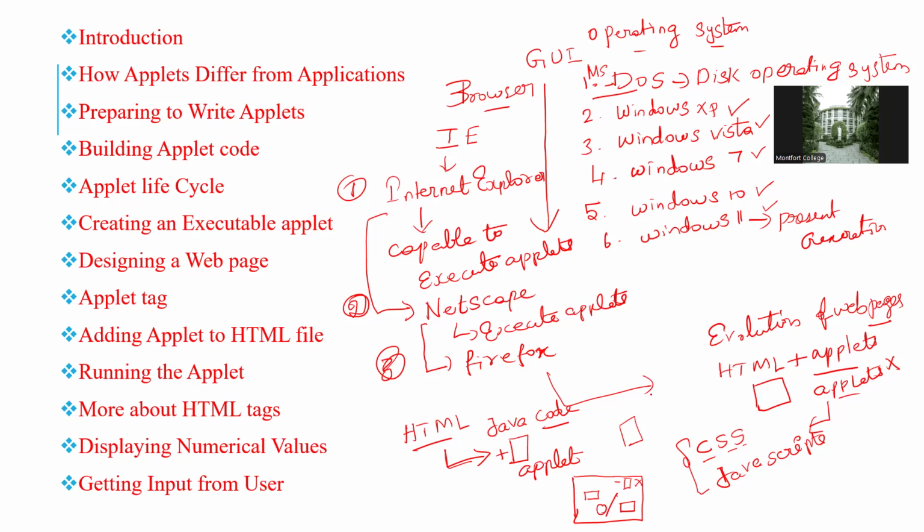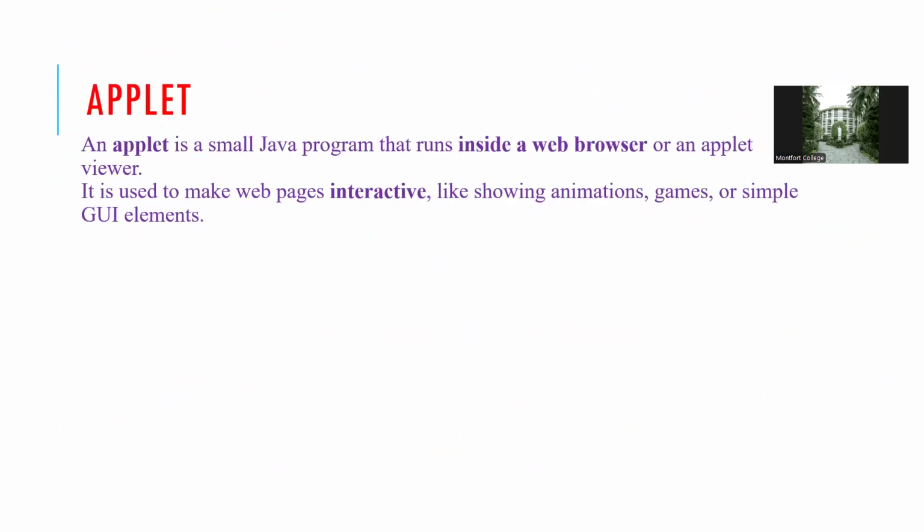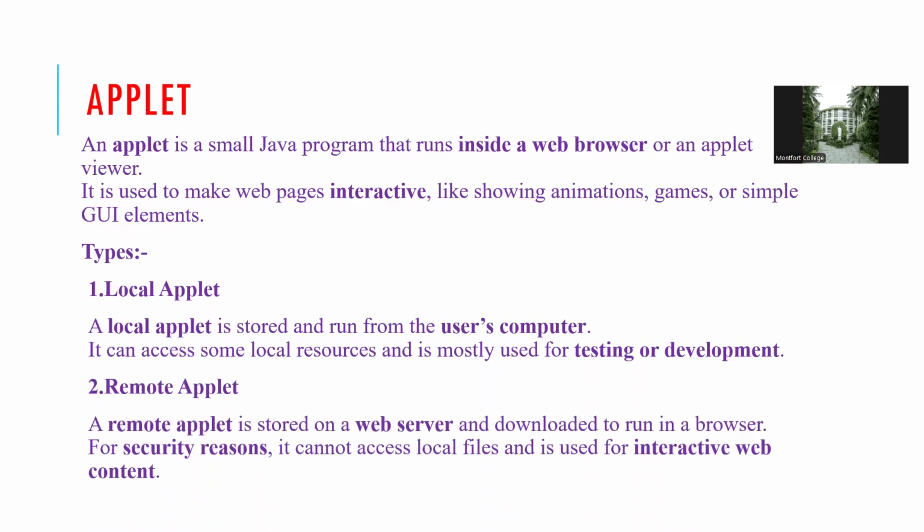Now we will see one by one. We have listed here the introduction, how applet differs from application, how to prepare applet code and how to build the code, applet lifecycle, and so on. Many items we have here, and one by one we will see. First, the introduction. Some introduction I have given about the applet. First we will see what an applet is and the types of applets we have.